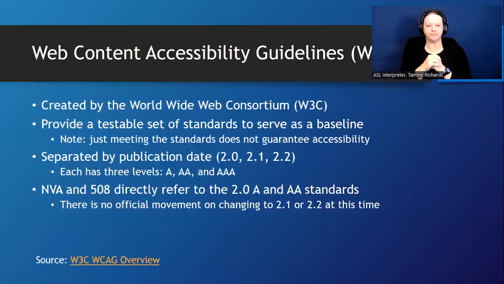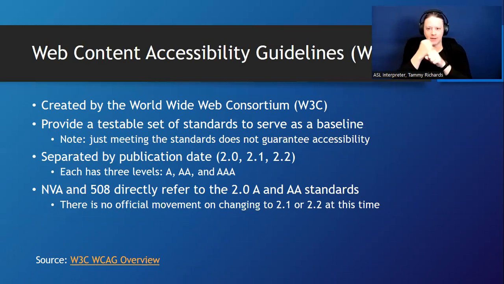And then finally, the Web Content Accessibility Guidelines. This is also known as WCAG. They were created by the World Wide Web Consortium, W3C. I mentioned them before. That is an organization formed of governments, individuals, businesses, and advocacy organizations, specifically to create a testable set of standards to serve as a baseline and promote accessibility worldwide. So this set of standards, WCAG, is a good way to start making something accessible.